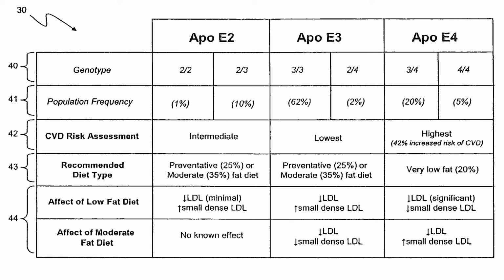Let's look at the E4. The genotypes are 3/4 and 4/4, and they are at the highest risk for cardiovascular problems. The recommended diet for them is a very low fat diet. Now, somebody who has ApoE2, remember E3 is the normal, they need a normal amount of fat. ApoE4 needs a low amount of fat.